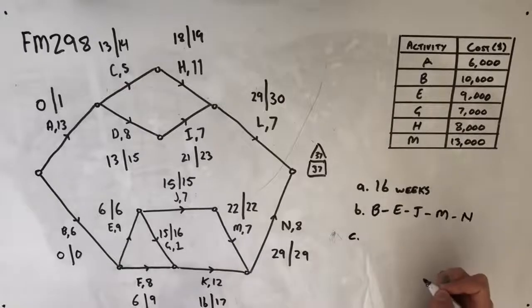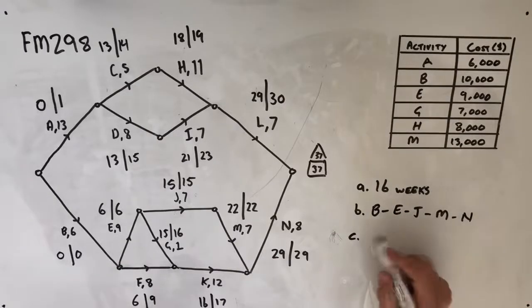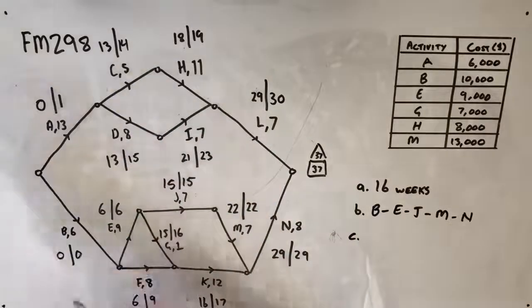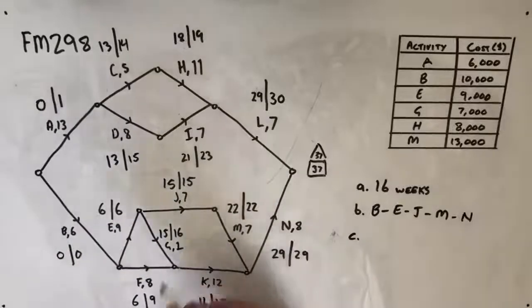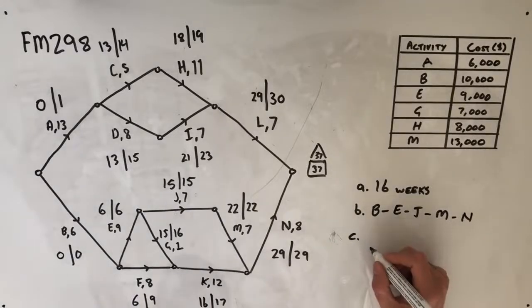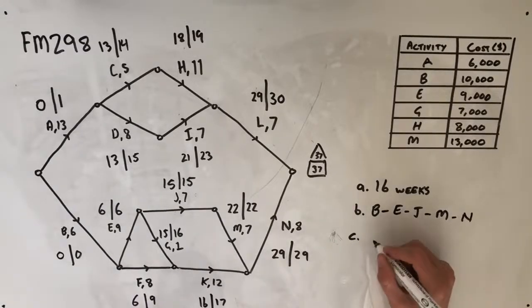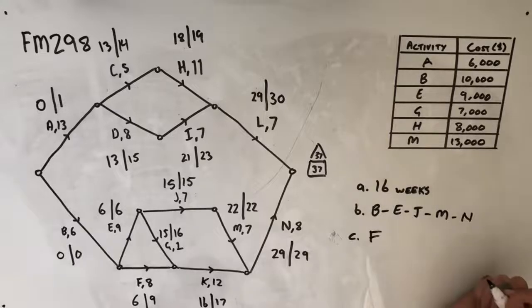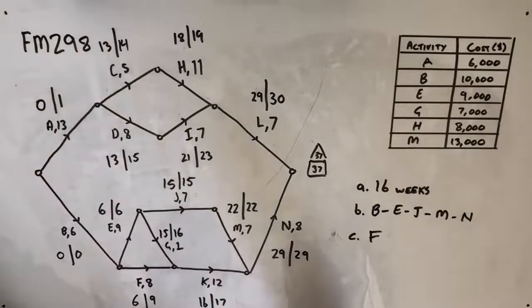Question C now asks us which activity has a float time of 3 weeks. Looking through all of these and comparing our earliest and latest starting time. So in order to find the float time, we should take the latest starting time and subtract the earliest starting time, or just look for the difference between the two numbers. You'll notice that activity F has an earliest starting time of 6 and a latest starting time of 9, and it is the only activity in this network that has a float time of 3. So which activity has a float time of 3 weeks? We could just say F. Cool.